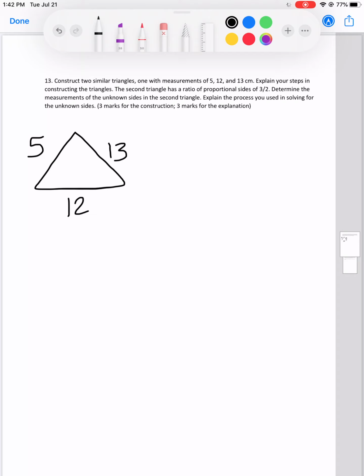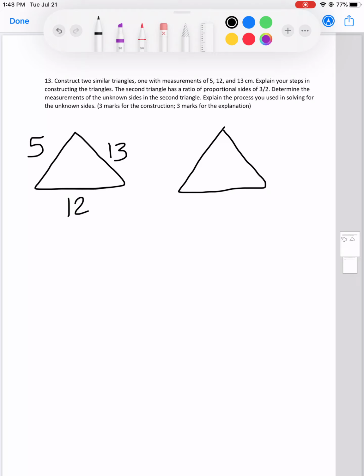So when it says explain your steps in constructing the triangles, that's more for you to tell me, well, they're similar, meaning the angles are going to be the same. It's just the lengths that are different. Okay, so it is kind of worded funny. Now looking at it again, I do agree. So I'm not too worried about that part. I'm just more worried about the calculating of the next triangle.